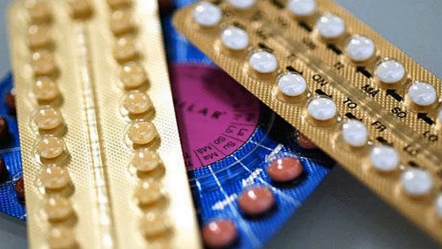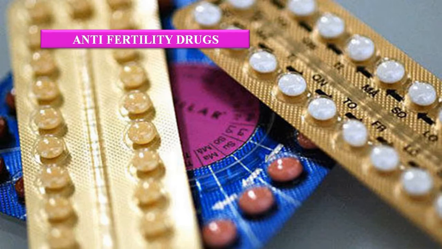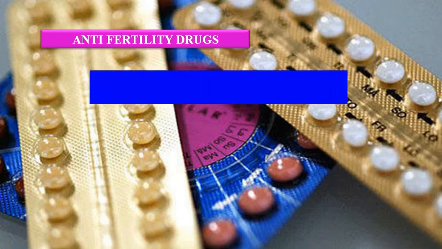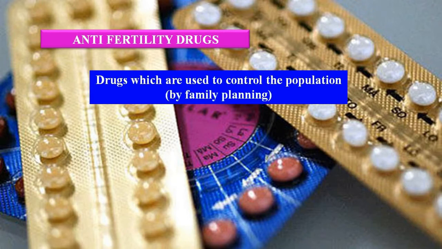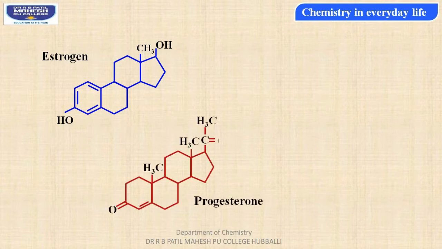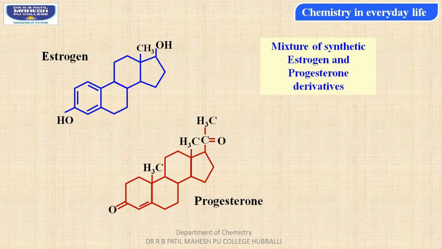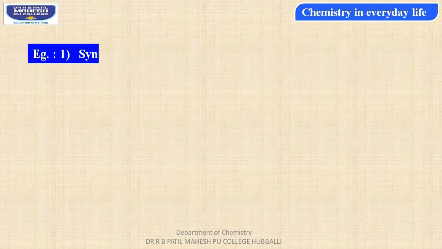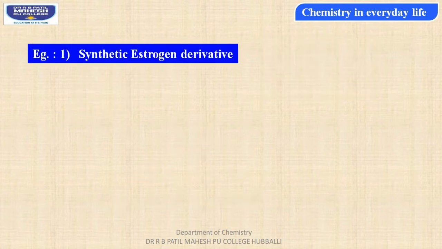Next, students, we shall study about anti-fertility drugs. The drugs which are used to control the population by means of family planning are called anti-fertility drugs. Examples for anti-fertility drugs: the first one, students, estrogen, and the second one progesterone, which are normally synthesized in the body, but a mixture of synthetic estrogens and progesterone derivatives which are synthesized in the lab act as anti-fertility drugs. Let us first study about the synthetic estrogen derivative.